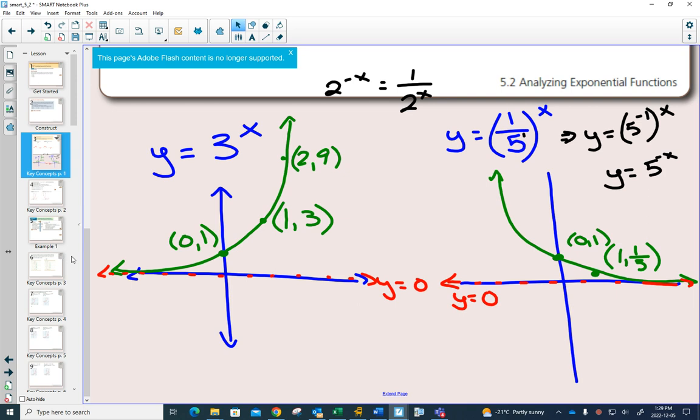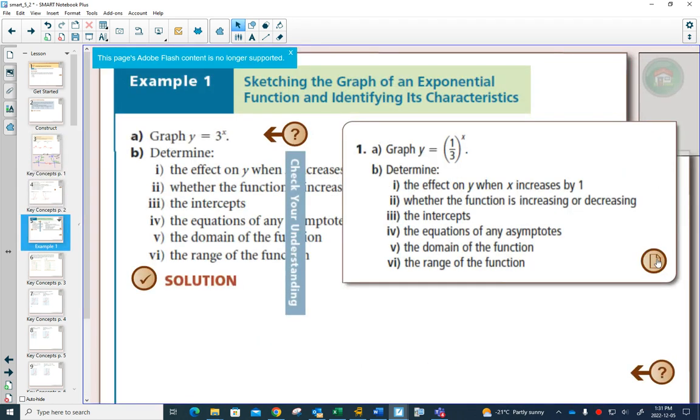So if we go to example 1, has everybody done these ones or not quite? Okay. So let's go to example 1.